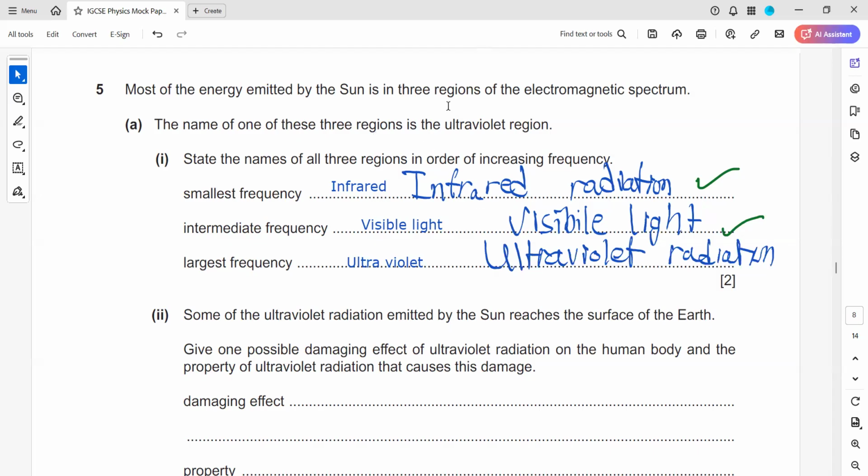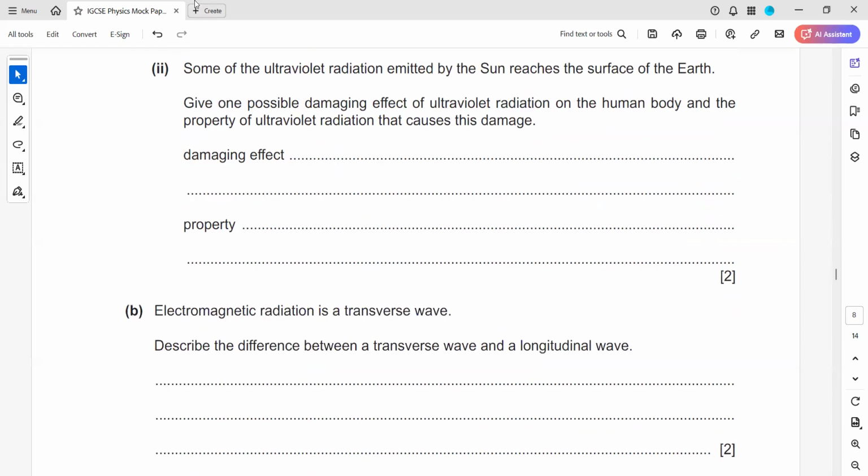The next is, some of the UV radiation emitted by the sun reaches, can we write UV in which part? The first one? Yes, you can write UV, ultraviolet radiation. In ultraviolet, UV is acceptable there. It's like a precipitate, you can write PPT. Ultraviolet, you can write UV.